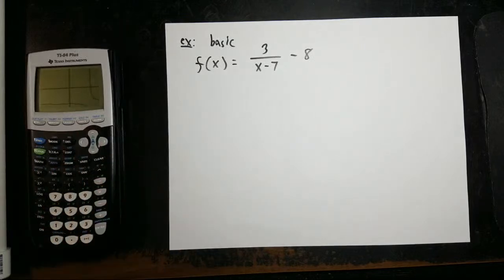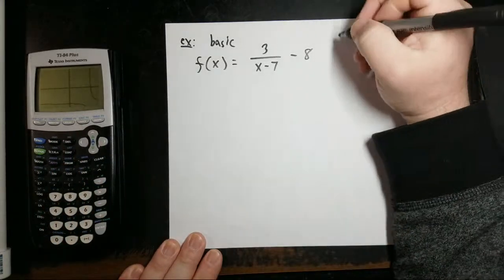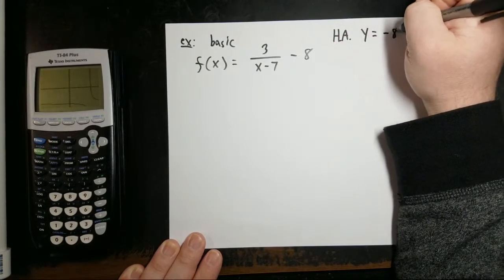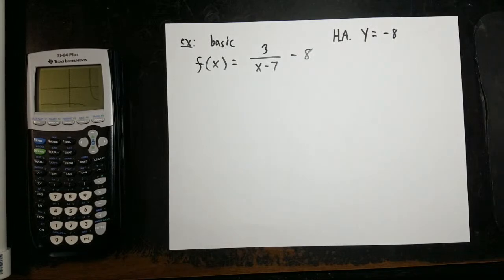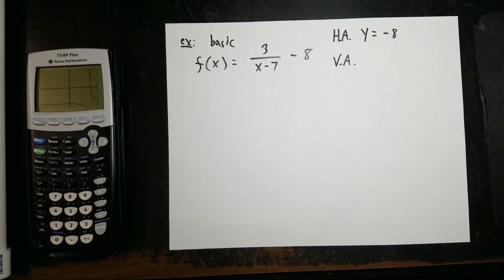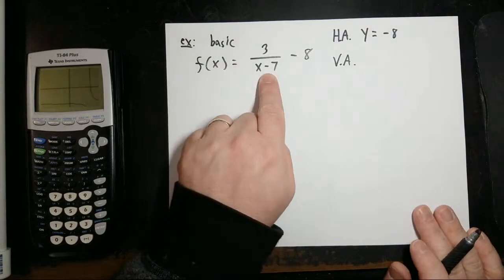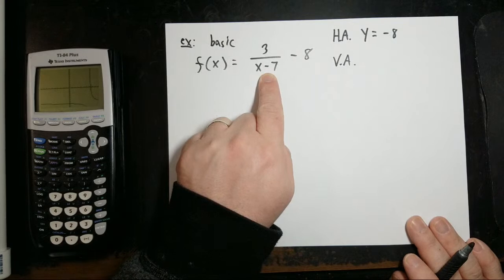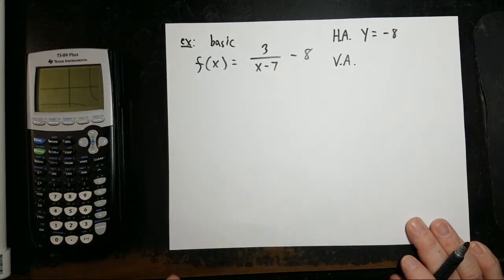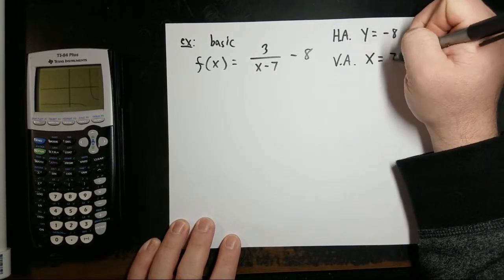Now for the basic functions. First and foremost, you can identify your horizontal asymptote as whatever number is being added or subtracted to the end of the problem. It's exactly the same as exponentials. To get your vertical asymptote, your VA, you're going to want to take the denominator and set it equal to 0 and solve. Now this one's quite simple. x minus 7 equals 0. Solve that. You get x equals positive 7.